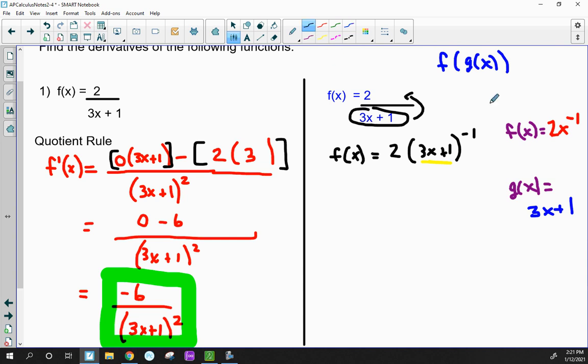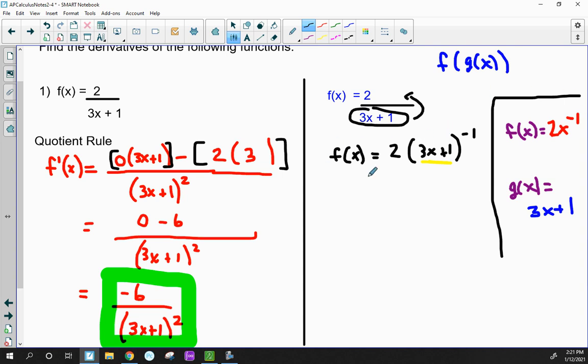Okay, and if you're not sure where I got that, go backwards. If this had been given to you up front, and this was the f function and this was the g function, and I ask you to write down f of g of x, then I would ask you to take 3x plus 1, put it in the parentheses here, then go to your f function and put 3x plus 1 in place of x. If you can visualize that in your head, you're seeing 2 parentheses 3x plus 1 raised to the negative first power, and that's exactly what I have here.